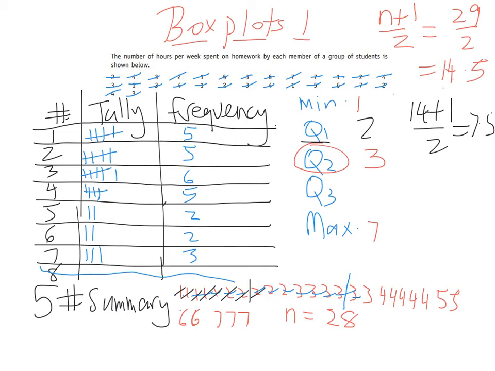Same deal over here for the top half. 1, 2, 3, 4, 5, 6, 7, 8. Ooh. Halfway between 4 and 5 is 4.5. So this is the information we need. We need a minimum of 1, Q1 of 2, the median, Q3, and our maximum. And using that information, that's what we can do to draw our box plot.